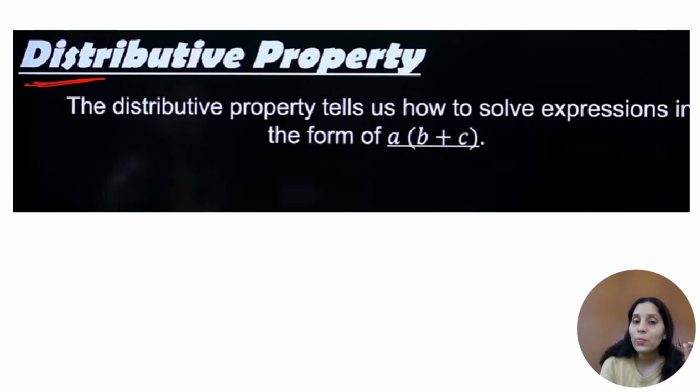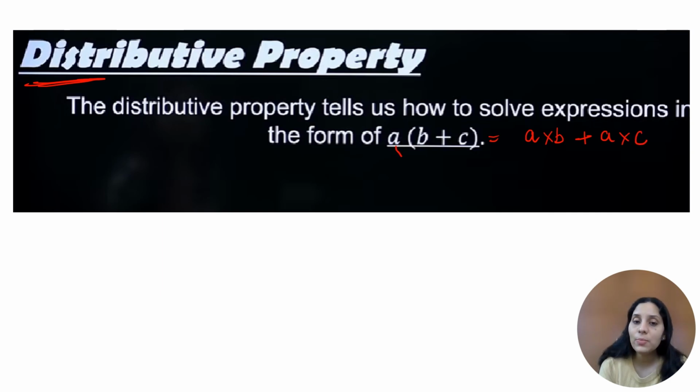The distributive property tells us how to solve expressions in the form of A into B plus C. Now A into B plus C. So here this bracket means it is multiplication, right? So this I can write as A into B plus A into C.